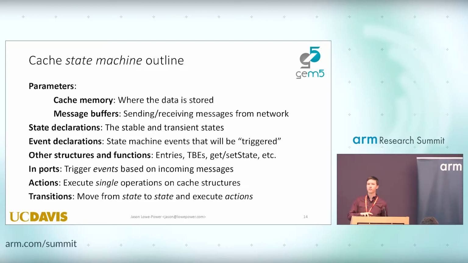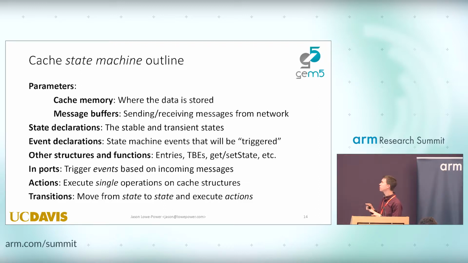You have parameters which are message buffers, which is what you use to send things into and receive things from the network. Then you declare what kind of states you have in the state machine, and the events that will trigger in the state machine. There are many other structures and functions as well, many of which you can just copy-paste from other state machines. Then there are the important parts: what events you trigger when you receive messages, the actions that you perform as you're transitioning from one state to another, and then the actual transitions, which say when you're in a particular state and you get an event, what state do you go to and what actions do you trigger?